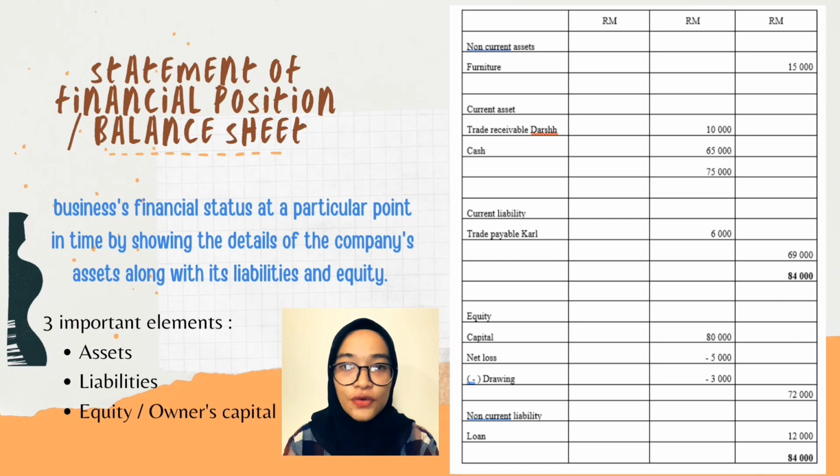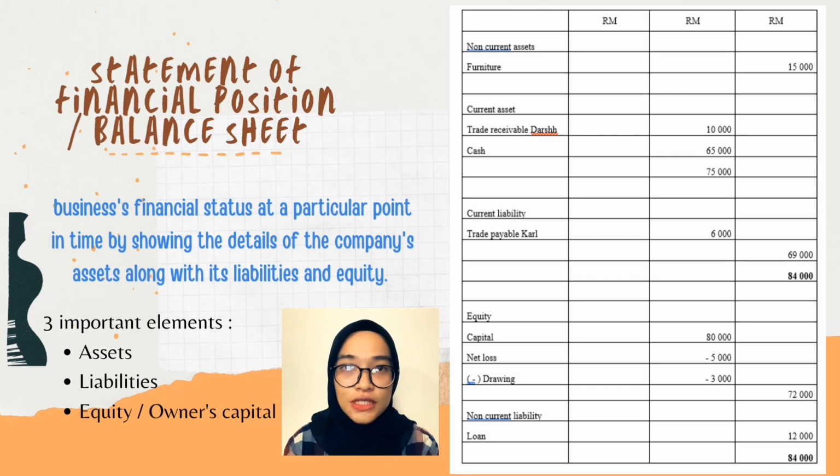So here is a statement of financial position, also known as a balance sheet. This shows a business's financial status at a particular point in time by showing the details of the company's assets along with its liabilities and owner's capital or equity.